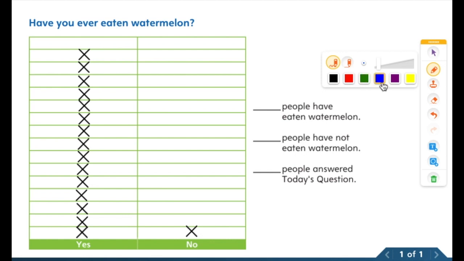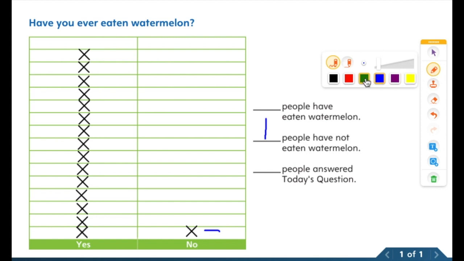Yeah, I noticed that our data is very unbalanced. We have a greater number of friends say yes than no. Before we even count, let's look at this one. How many people have not eaten watermelon? It's so easy to count. Get ready. Yeah, we didn't even need to count. One person said they have not eaten watermelon.